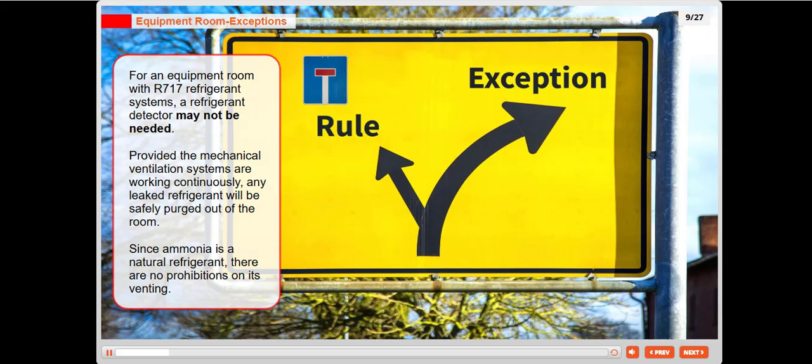For an equipment room with R717 refrigerant systems, a refrigerant detector may not be needed, provided the mechanical ventilation systems are working continuously. Any leaked refrigerant will be safely purged out of the room. Since ammonia is a natural refrigerant, there are no prohibitions on its venting.